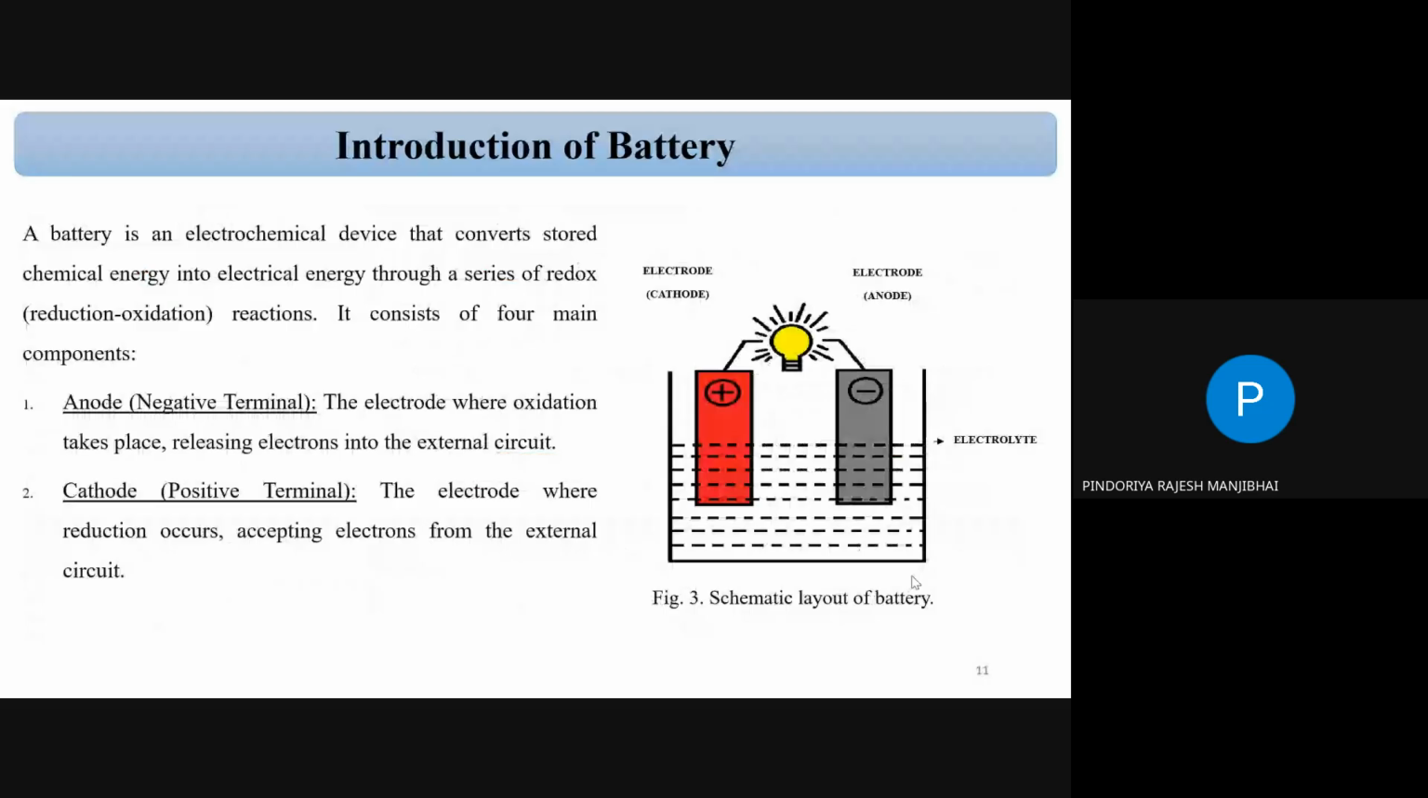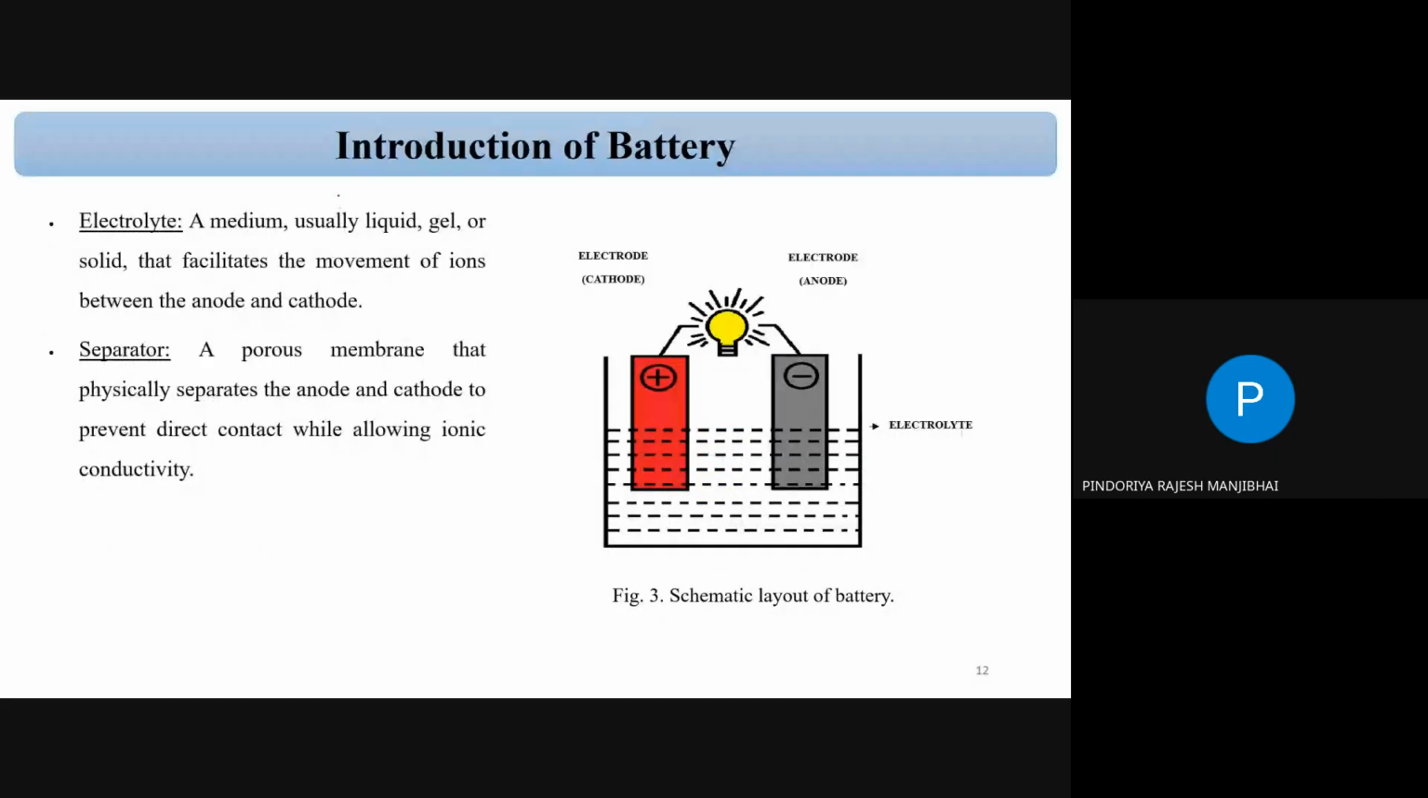Okay. So this is a simple example. We already discussed there is an anode, the negative terminal, and a cathode, the positive terminal. Electrolyte. So what is an electrolyte? A medium, usually liquid, gel or solid, that facilitates the movement of ions between the anode and cathode. So we have to use the electrolyte. This material may be liquid, may be gel, may be solid.